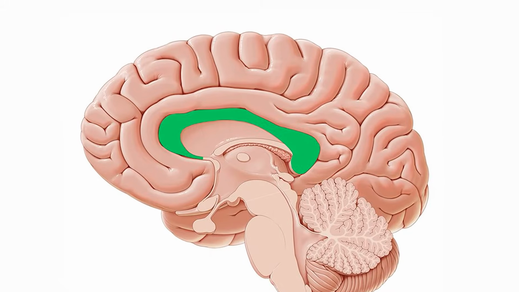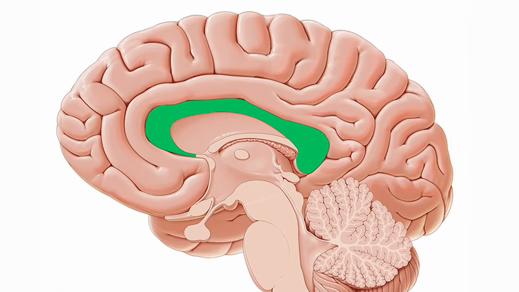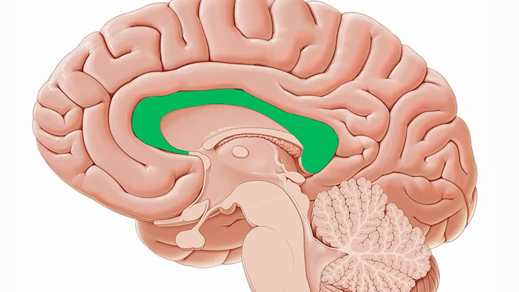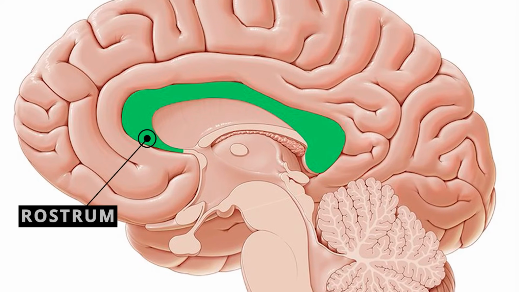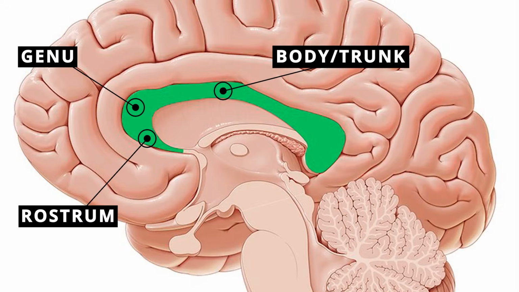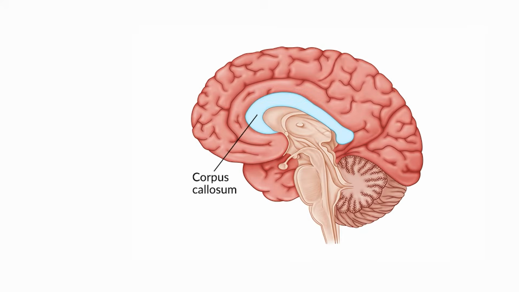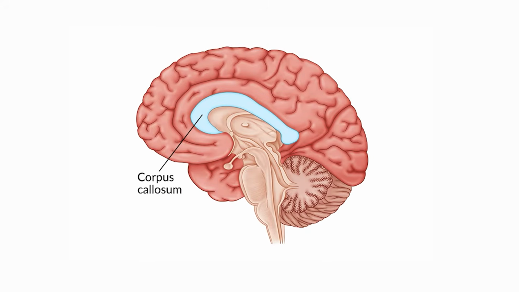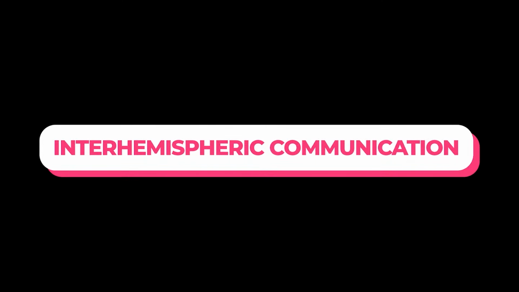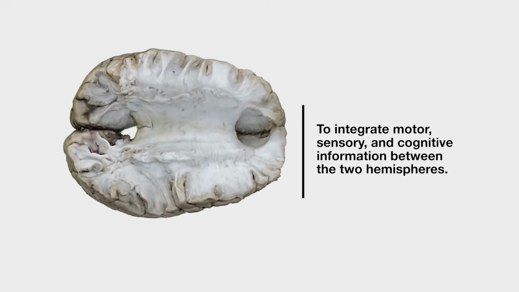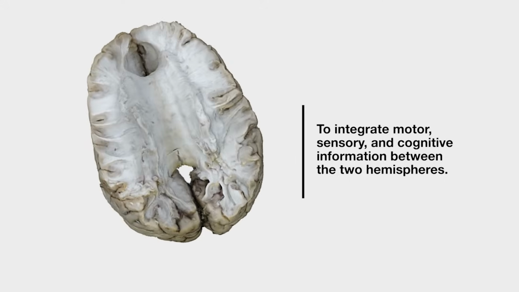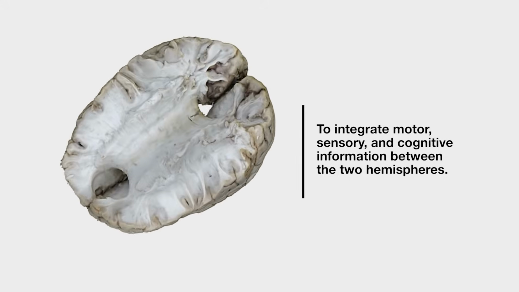The corpus callosum can be segmented into different regions based on its anterior to posterior orientation: rostrum, genu, body or trunk, and splenium. Functions. The corpus callosum performs several functions, which include interhemispheric communication. Its primary role is to integrate motor, sensory, and cognitive information between the two hemispheres.